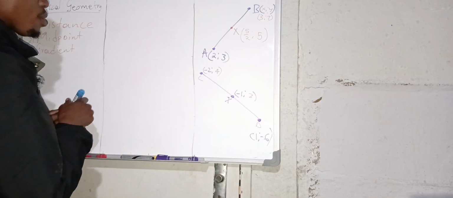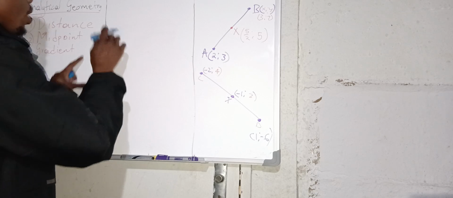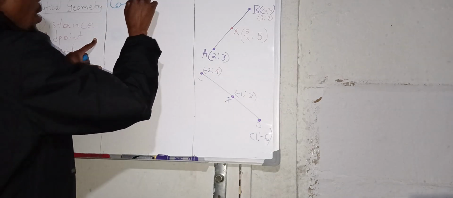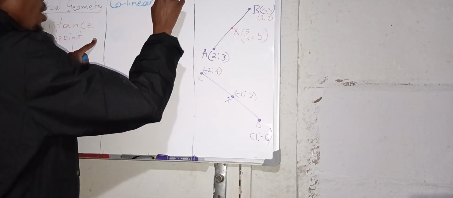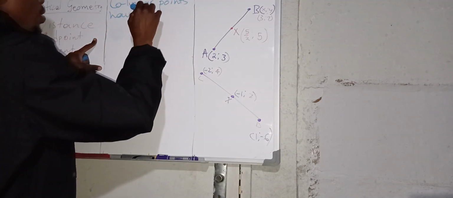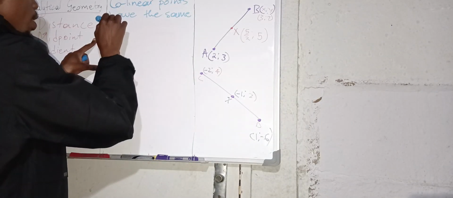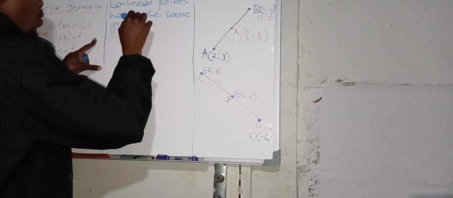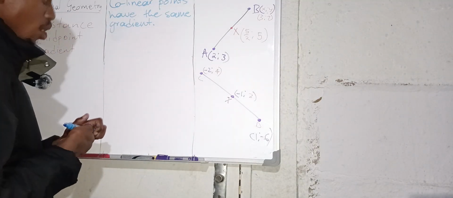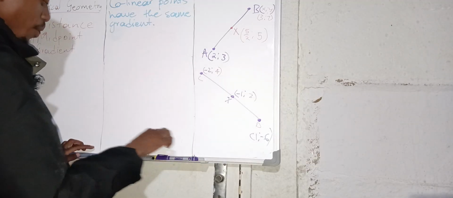Let me see if this will be visible. Collinear points have the same gradient, or rather equal gradients.